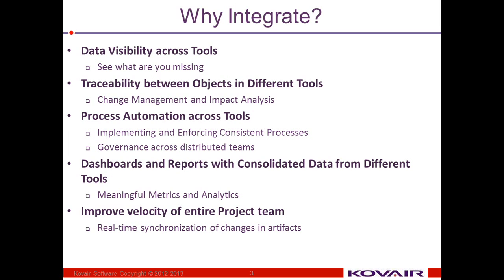Next is the traceability between objects in different tools. So change management and impact analysis, if one artifact changes in one of the tools, the other tools should get synchronized. The users of the other tools, they should get notified that this particular item changed, and because of that, it has an impact on the items that I am working on. So that is achieved by the traceability.